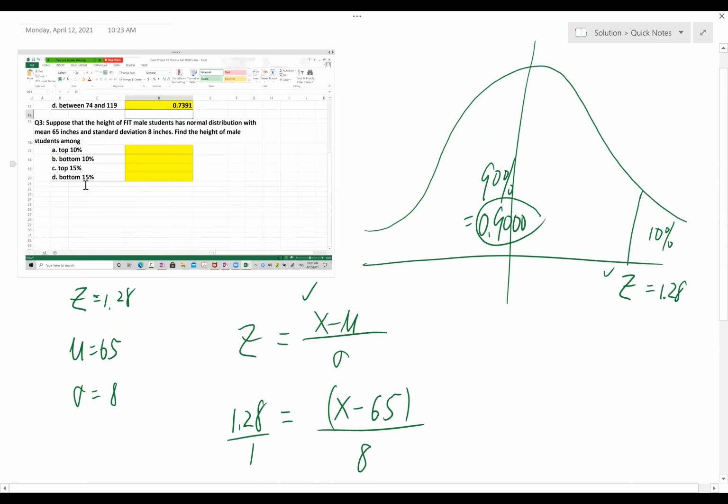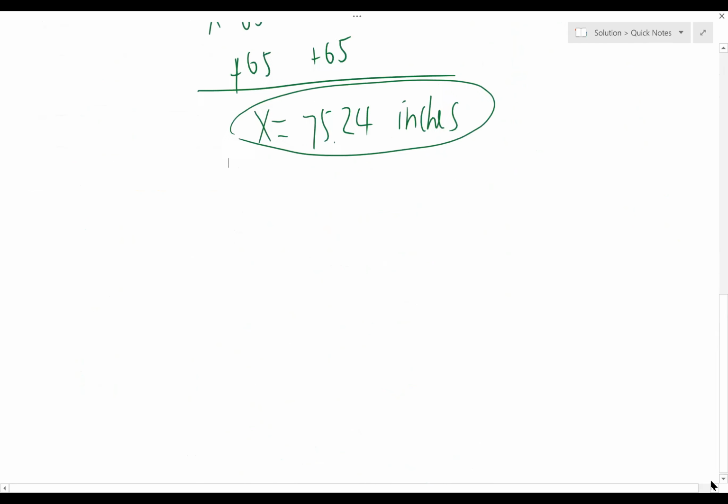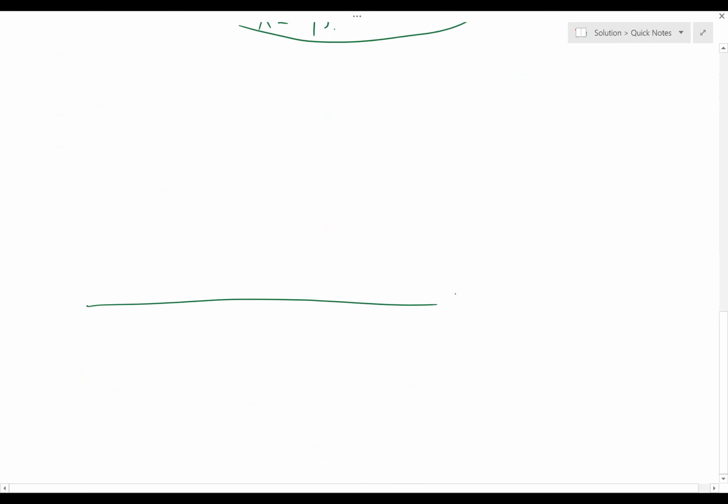Now let's look at part D, bottom 15%. So you are separating the bottom 15% from the top 85%. That's what it looks like. Now again, draw the bell curve. This bottom is 15%, so everything to the right will be 85%. And again, we're using the cutoff Z-score here to separate those two groups.